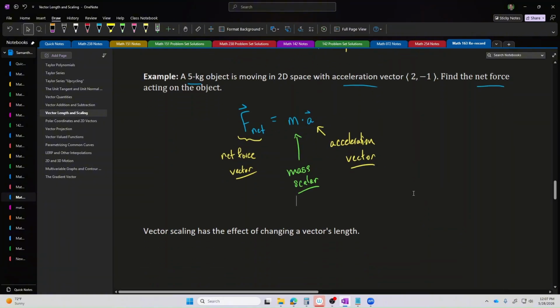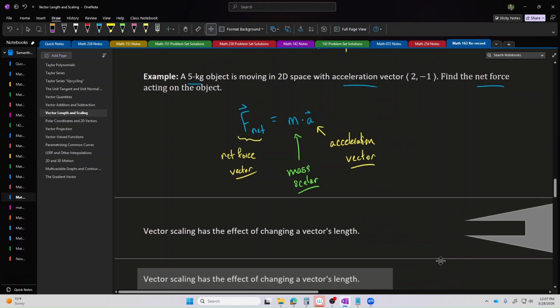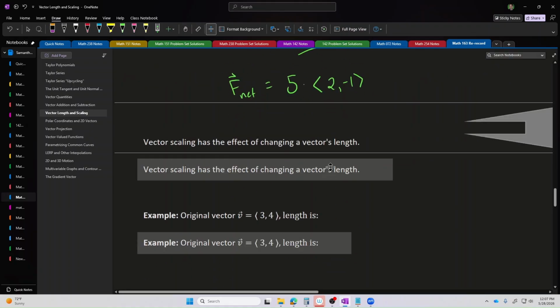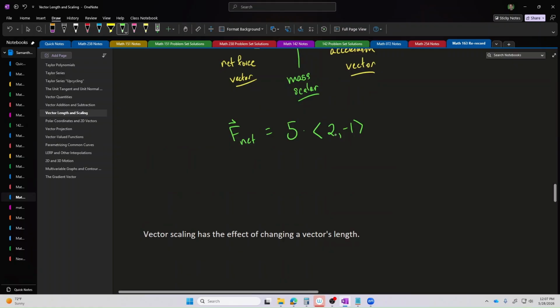Because in this equation we're multiplying the acceleration vector by the mass scalar, this is an example of vector scaling. So let's use the data given to us in this problem and plug that into this equation. The net force is equal to the mass, here 5 kilograms, scaling the acceleration vector 2 comma minus 1. If I follow through on this component-wise scaling, I'd have 5 times 2 equals 10, and 5 times negative 1 equals minus 5.